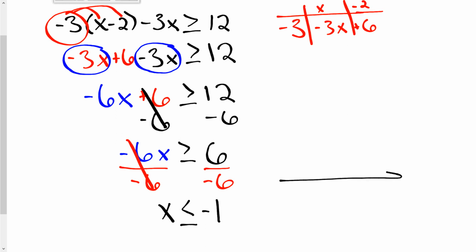Graphing that, start by making my number line, putting -1, 0, and a -2 on my number line. It's less than or equal to, so I'm going to fill in the dot, and less than or equal to goes to the left, like so.